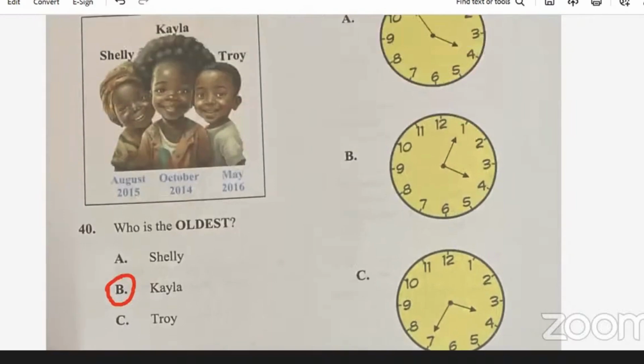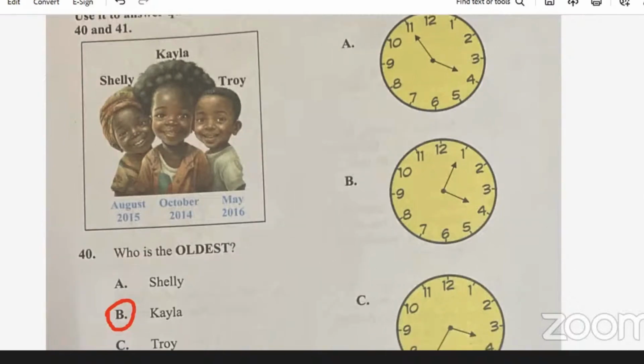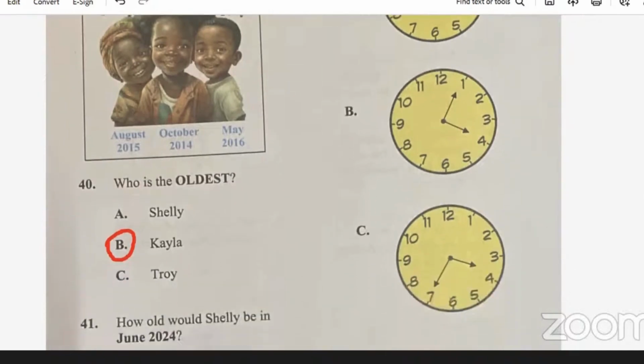So let's look at Shelley. Shelley was born August 2015. So how old would she be in June 2024? All right, so again, we measure from August 2015 to August 2016. It would have been 1 year. If we continue to do that, then it gets us to 2024. And remember, they said June, so it would be before her birthday. Okay, so June comes before August. It would have been before her birthday.